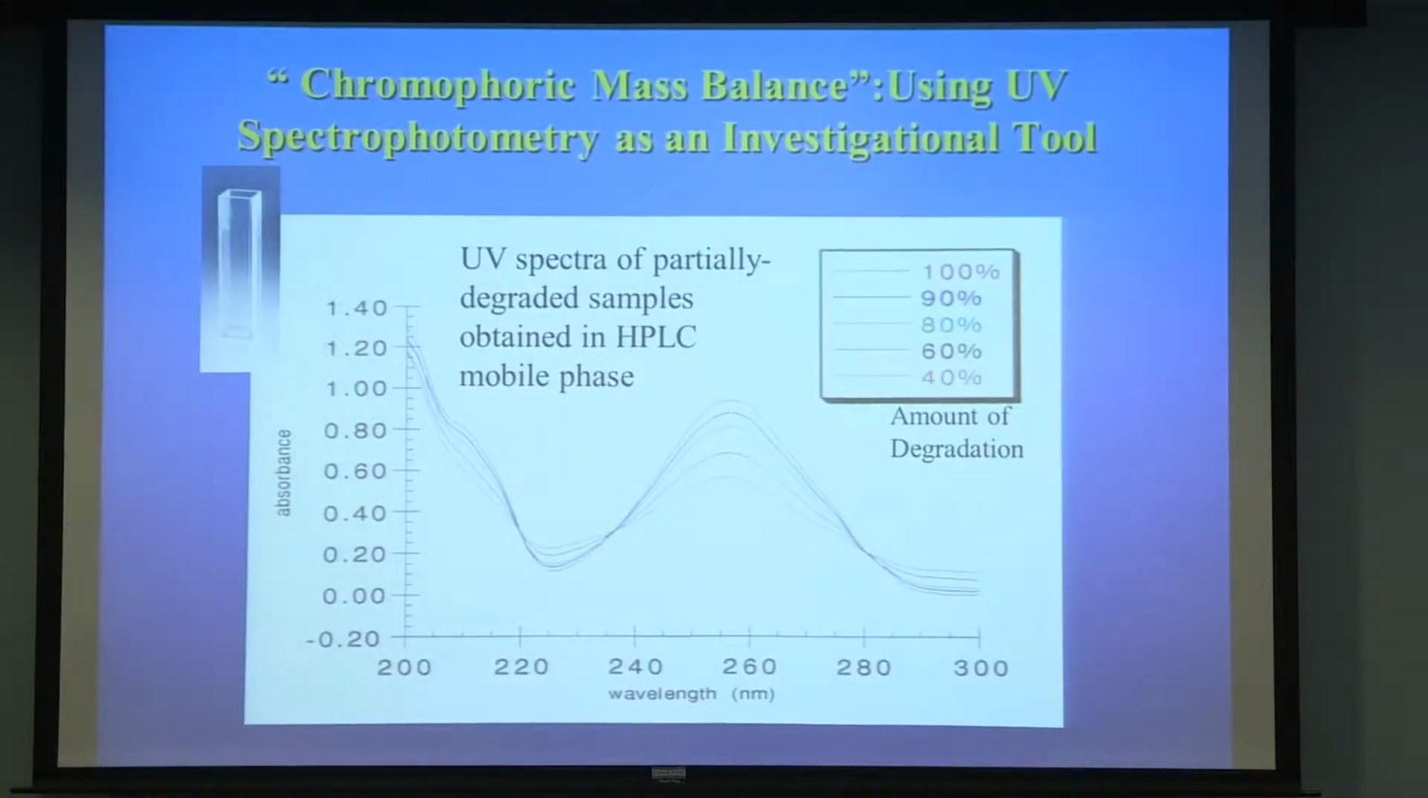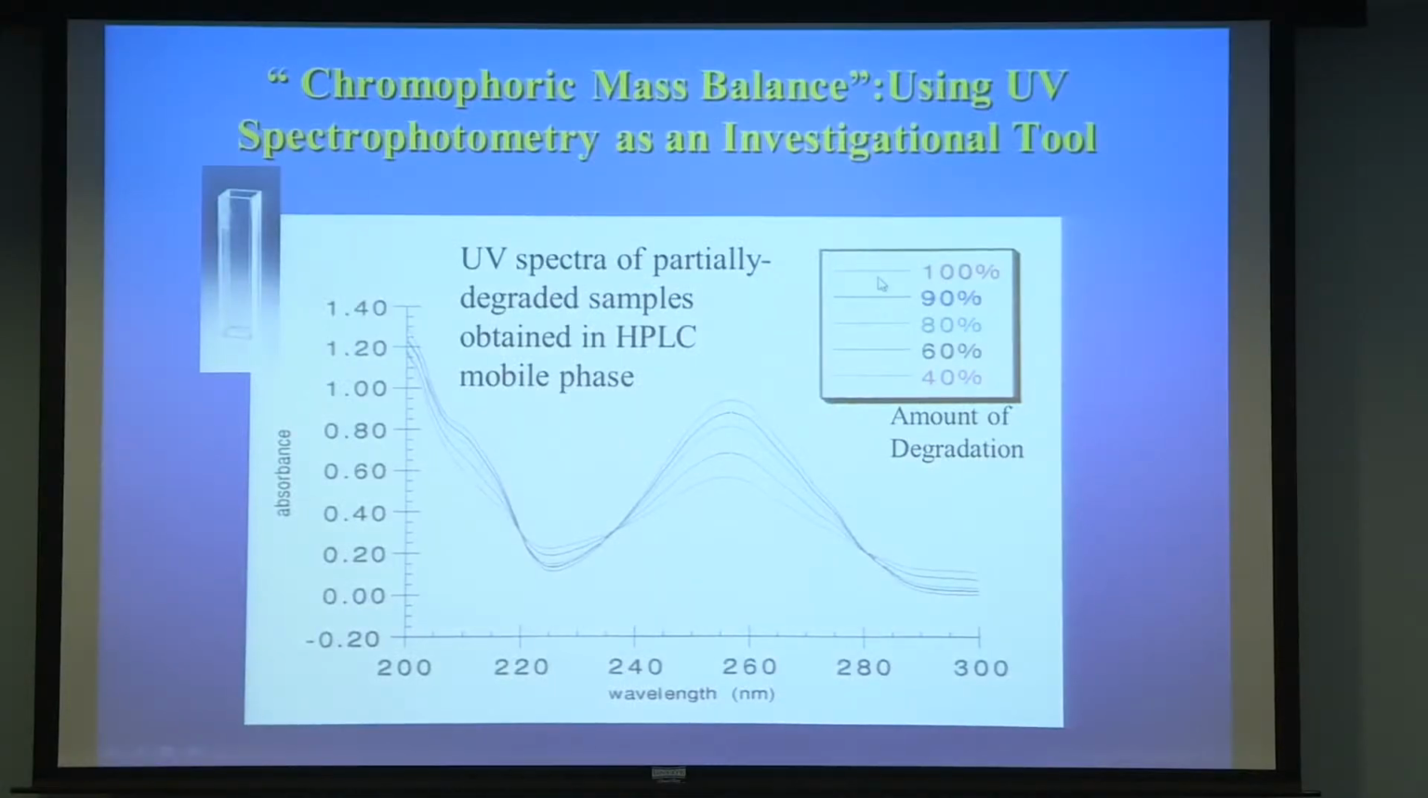One of the ways, if you're an old timer like me, you just get rid of the column and take a look at the overall situation. You just take your undegraded sample and your degraded sample and get a UV spectrum of it. Here's an example of a partially degraded sample, and you can see this is the whole wavelength range from 200 to 300 in a UV sense. And you can see what is changing.